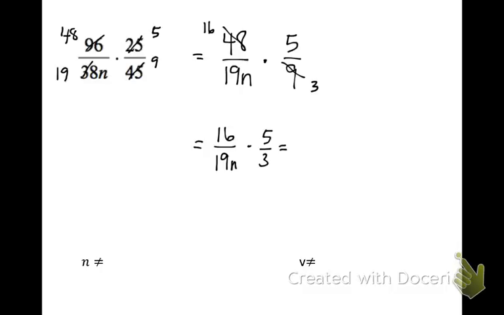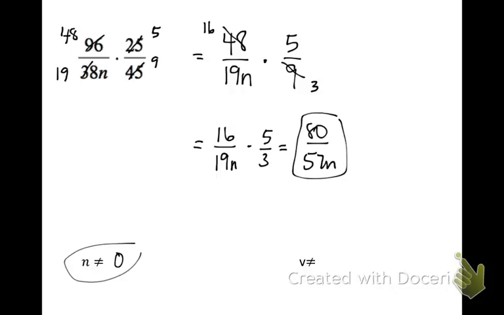Now just multiplying across, I'm going to get 80 over 57n. My restriction here is that n cannot be 0, or else that would make my denominator 0.